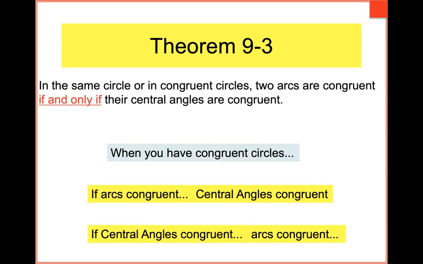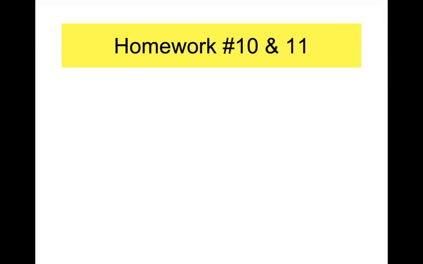Now there are the words of the actual theorem from the book. It says, in the same circle or in congruent circles, two arcs are congruent if and only if their central angles are congruent. So this is a biconditional statement, meaning the normal statement and the converse are both true. I like the one on the bottom there, right? If the arcs are congruent, the central angles are congruent. If the central angles are congruent, the arcs are congruent. Remember, this is for the same circle or congruent circles. So that's theorem 9.3.